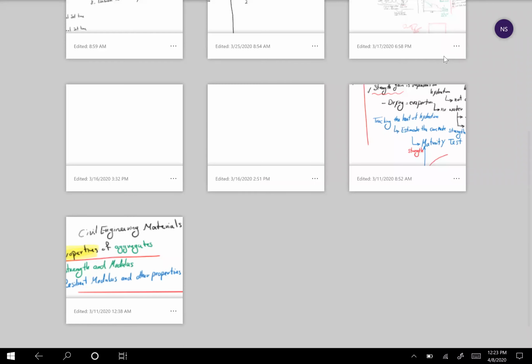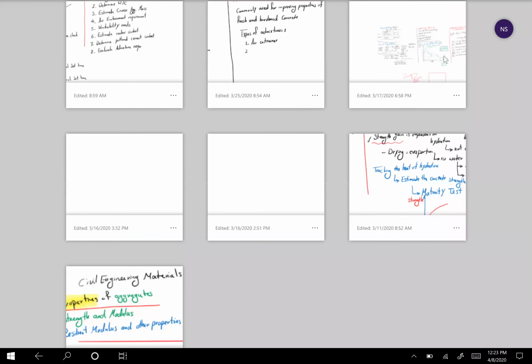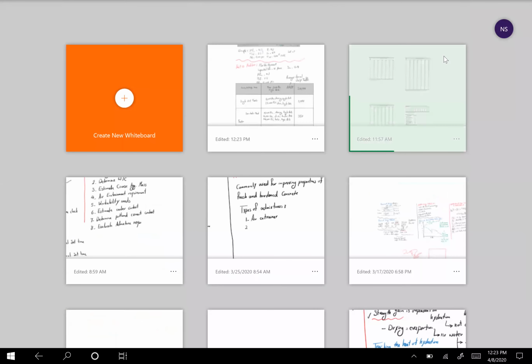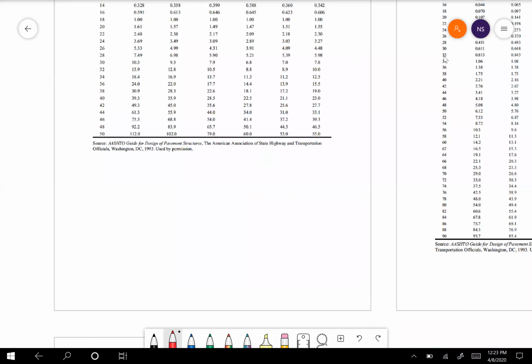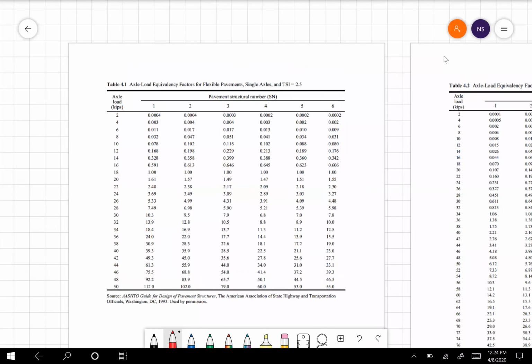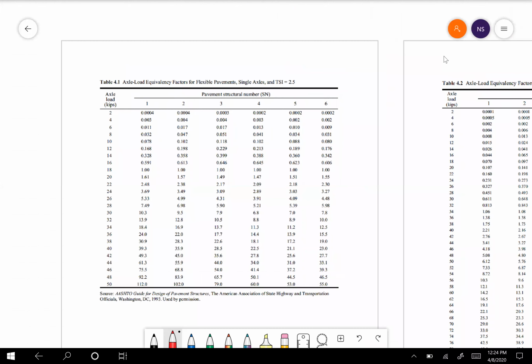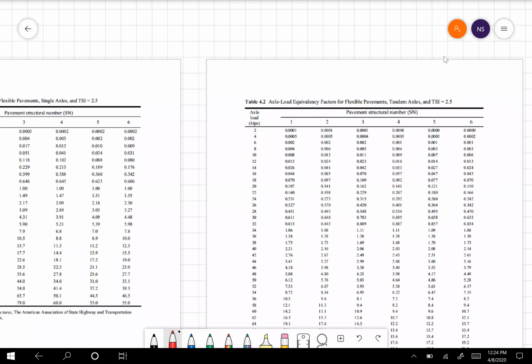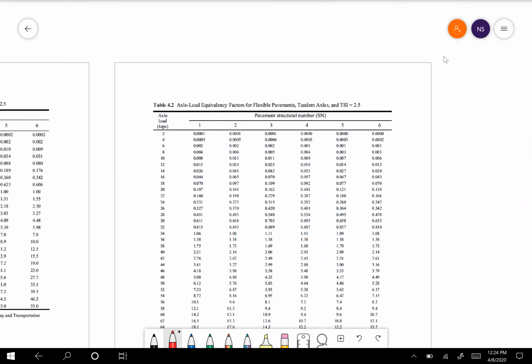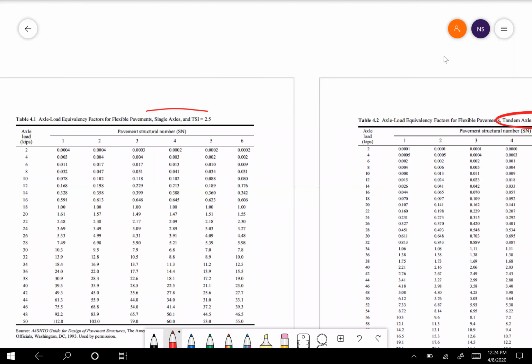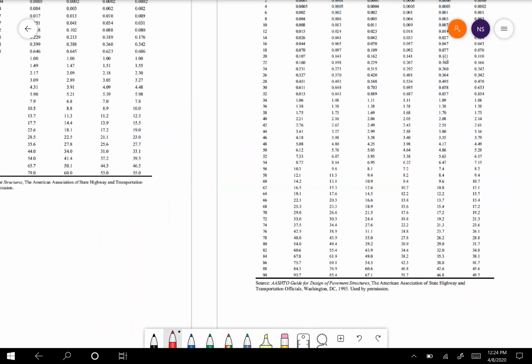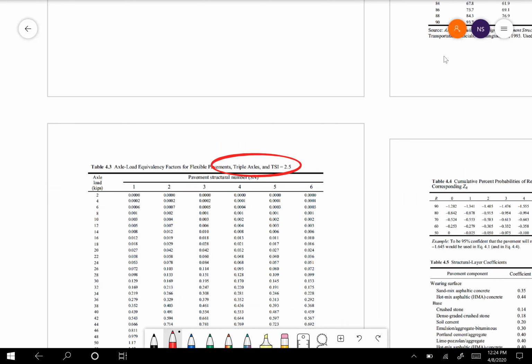If you have downloaded the table, you will see these in your PDF. So what you see is we have one table for single axle load, right? And then we have another table that says tandem axle right here at the top. So this was tandem, this was single axle for the TSI of 2.5. And then down here, we have another table for triple axle.